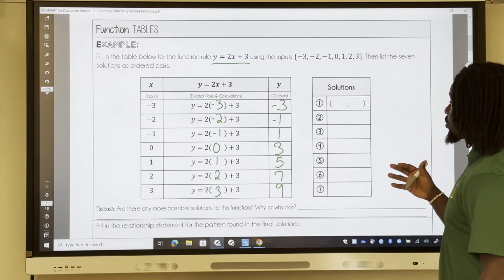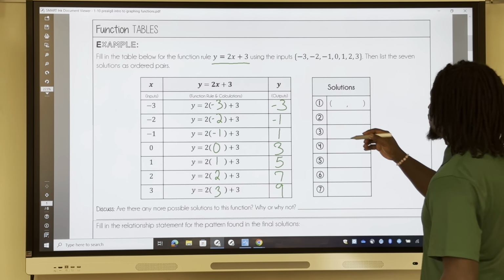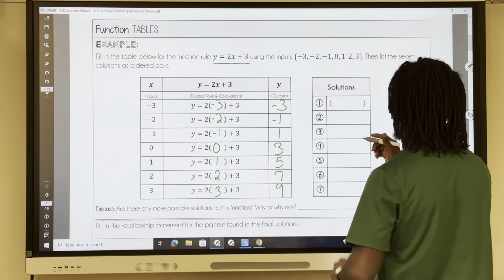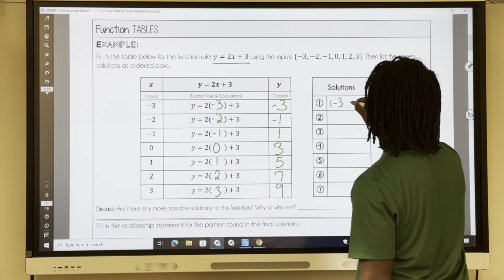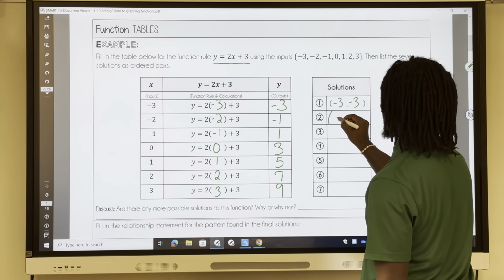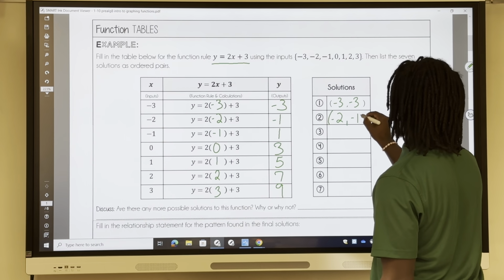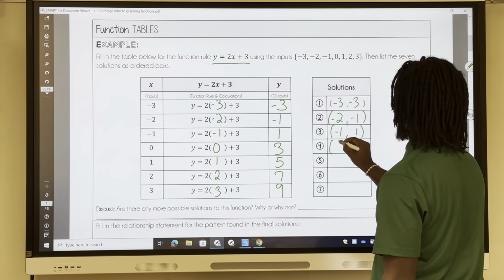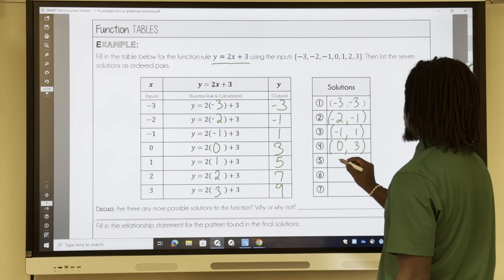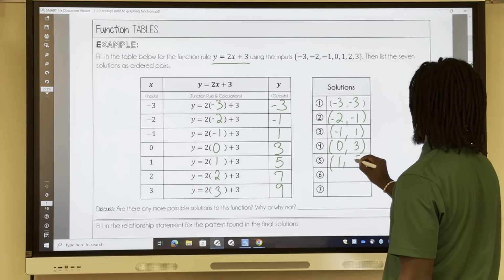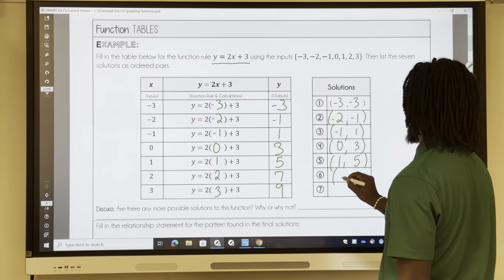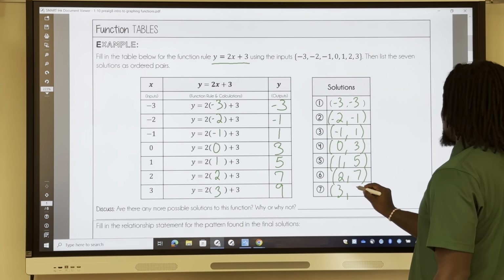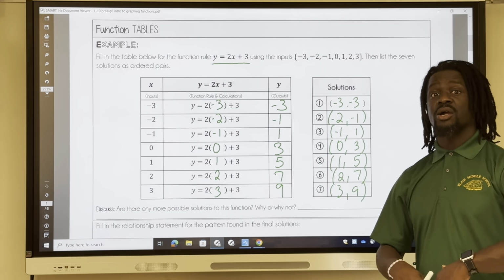And so now, in order to determine the solutions for each, we're just going to take the input and the output and put them together as a coordinate pair. Okay, so we got -3, -3. We got -2 and -1. We got -1 and 1. We got 0 and 3. We got 1 and 5. Then we have 2 and 7. And then 3 and 9. So those are our solutions.